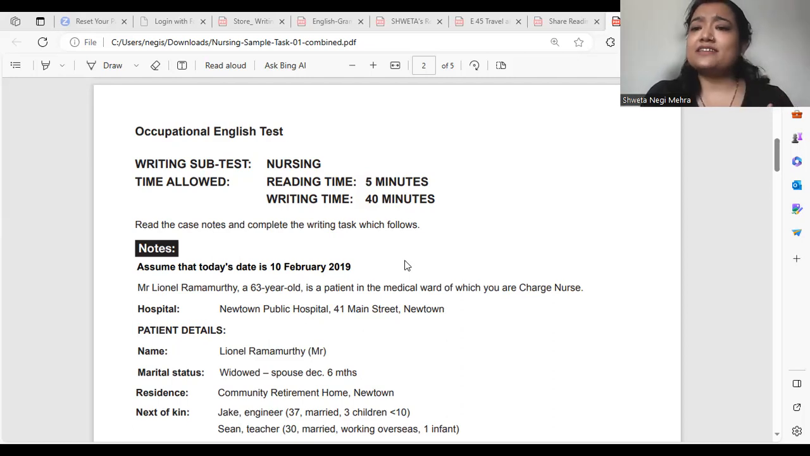As in, in the writing task, most of the time you have to write in passive. Okay, you have to use the passive voice. So the preparation is done in that way: how you will convert a sentence into passive voice, and when you are using time markers like since and for, when you have to use them. Okay.